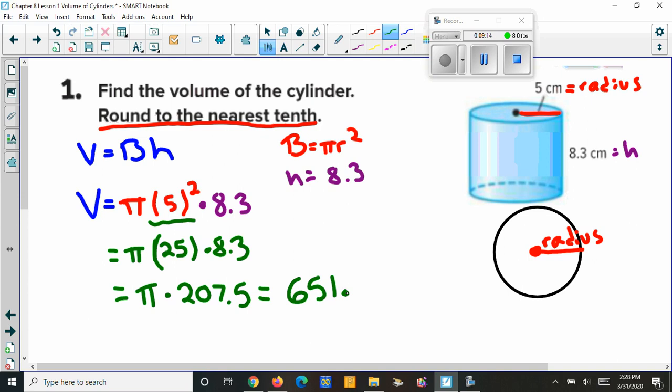0.88. But I am only supposed to round to the nearest tenth. So that's one decimal place. So instead of 0.88, this will become 0.9. Because 8 tells me to round up. Now for my units. This whole time I've been multiplying by centimeters. But since I'm talking about volume, it is centimeters cubed.